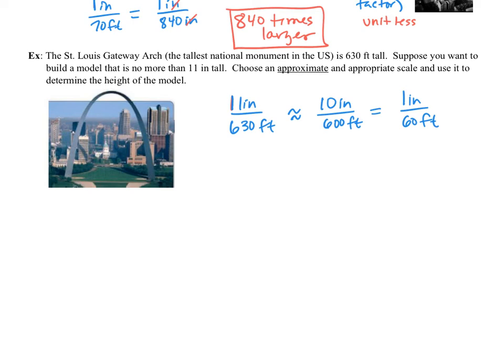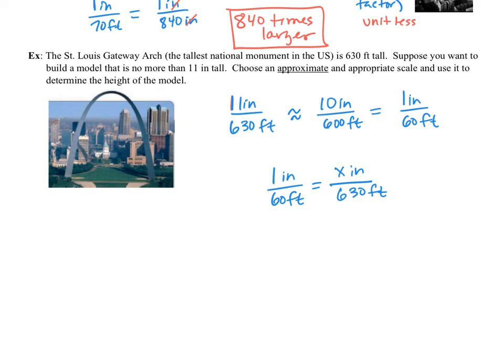So now I can write a proportion. I can say, okay, 1 inch to 60 feet. Let's compare that to the ratio of how many inches I want my model to be to the actual height in feet of the St. Louis Gateway Arch, which would be 630 feet. Okay, so notice when I wrote this proportion, again, I compared inches to feet in the first ratio, so I need to make sure that my second ratio is consistent and we compare inches to feet.